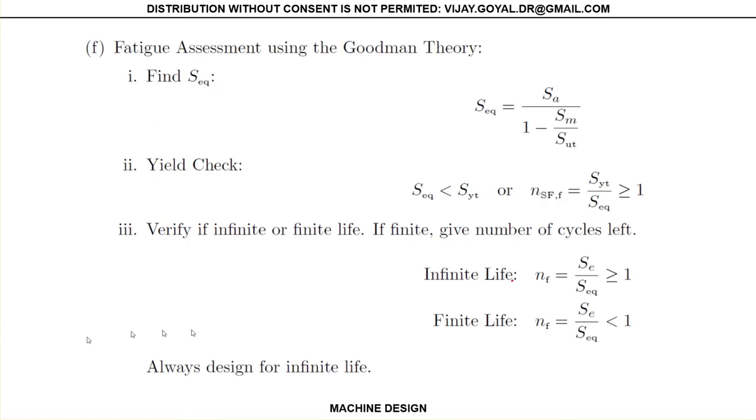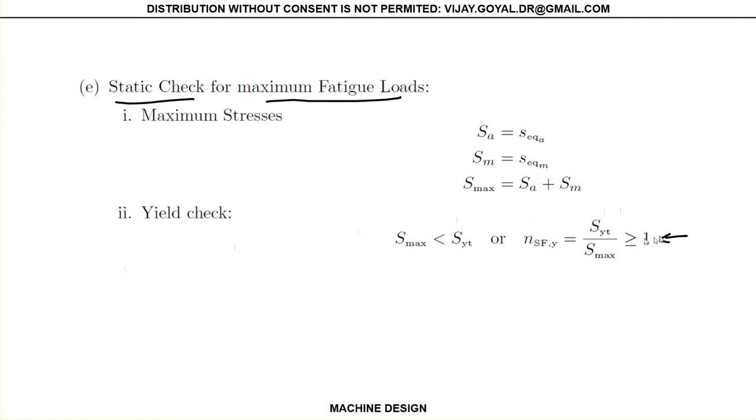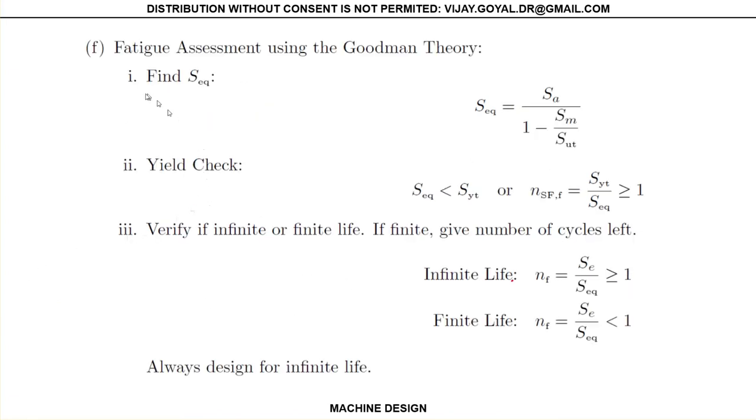Then as you move along, you want to make sure that this is bigger or equal than 1. If it is, then that means it will not yield, and we are good. Otherwise, you need to stop and redesign. Then you do fatigue assessment using the Goodman theory. That's the theory I recommend, and this is the equation that we use. I like to use this form of the equation because it's bigger or equal than 1. Use yield strength, and then we are safe.